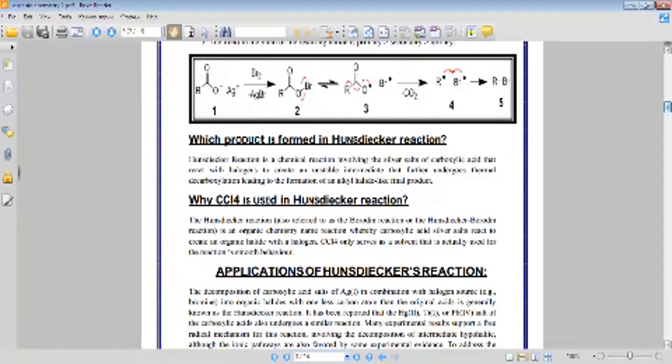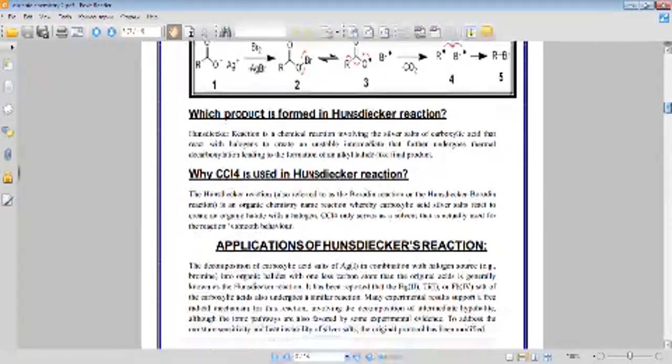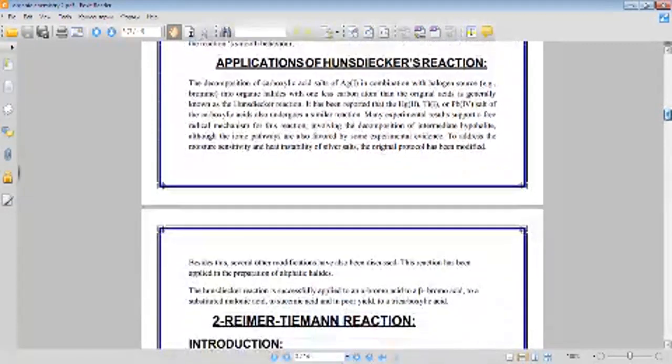The Hunsdiecker reaction, also referred to as the Borodin reaction or Hunsdiecker-Borodin reaction, is an organic chemistry named reaction whereby carboxylic acid silver salts react with a halogen to create an organic halide. CCl4 only serves as a solvent that is used for the reaction's smooth behavior. At the last, we talk about its applications.